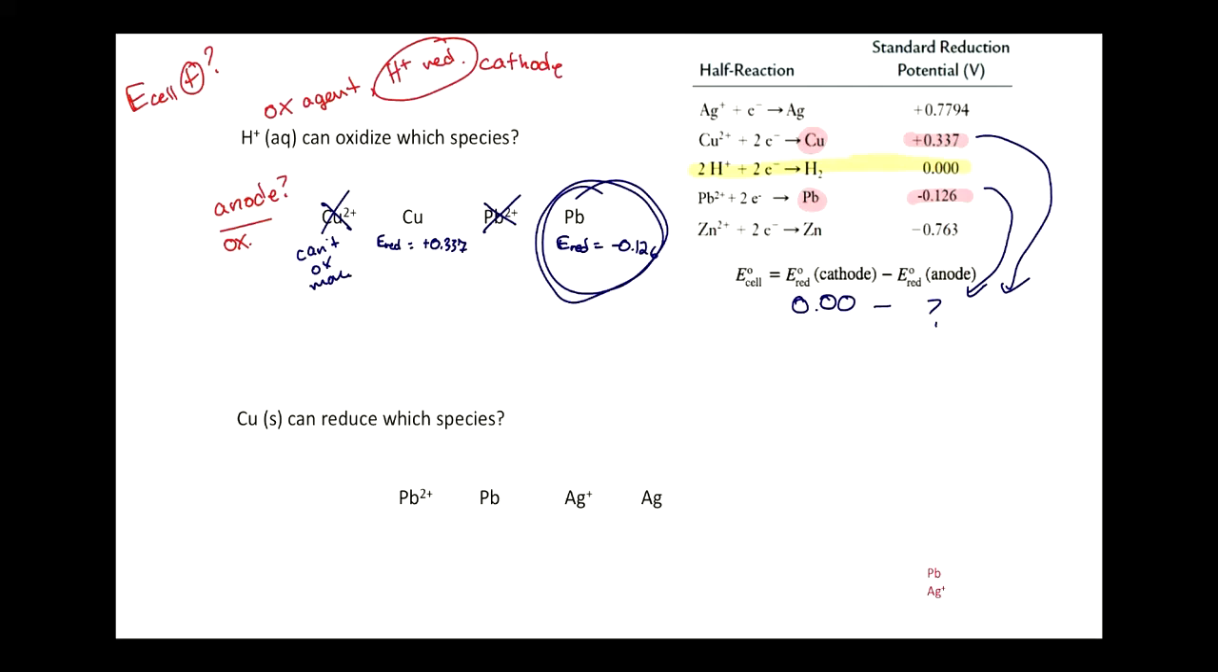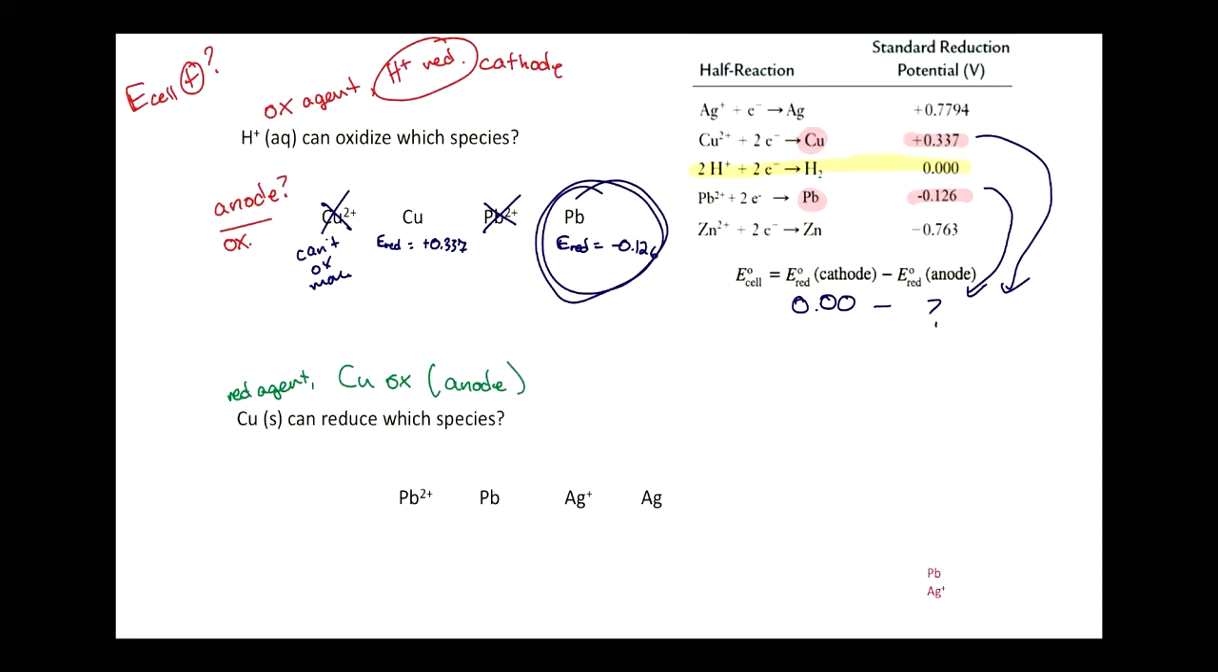All right, so let's do the last one here, but see how the wording is different, though we want to use the same strategy. Here, I'm asking: copper can reduce which of these species? So copper is acting as a reducing agent. Therefore, copper is being oxidized in our reaction. It is going to be our anode.